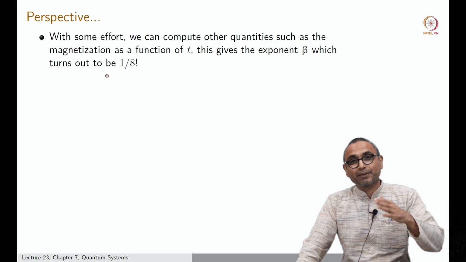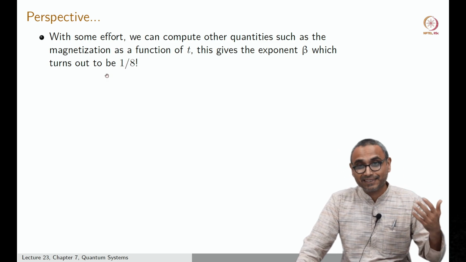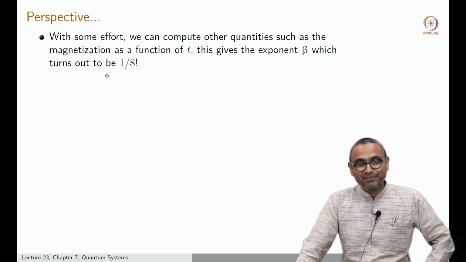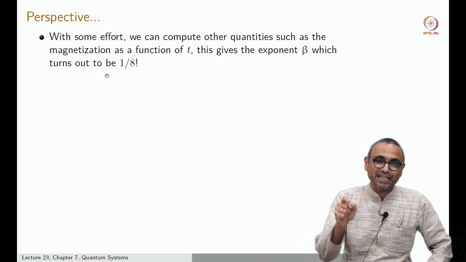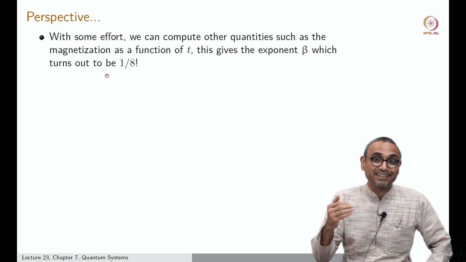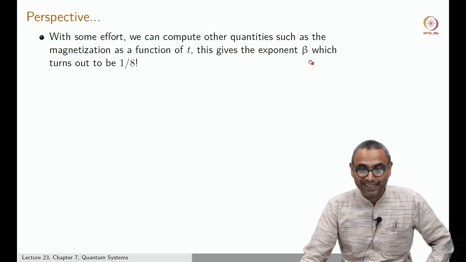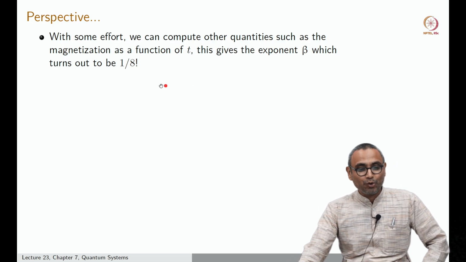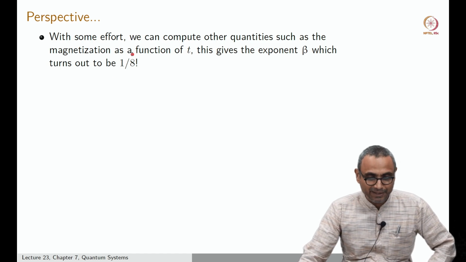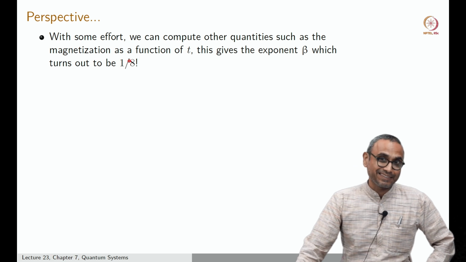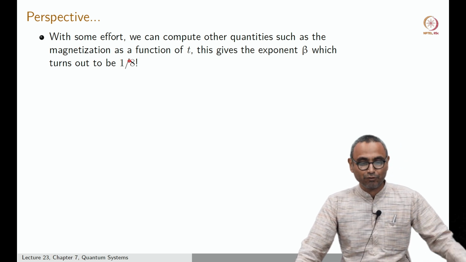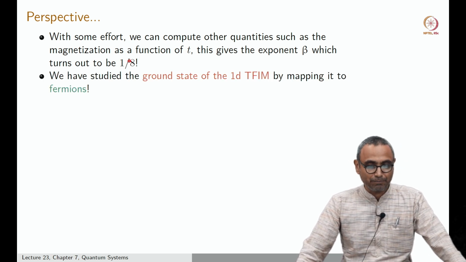For example, if you remember way back in our first lecture or so, we showed that the magnetization below Tc will start to grow with some exponent, and that is called beta. You can show by a calculation, which has been done by many people, that beta here is 1 by 8. It is a bit of an involved calculation, but you could try it at some point.